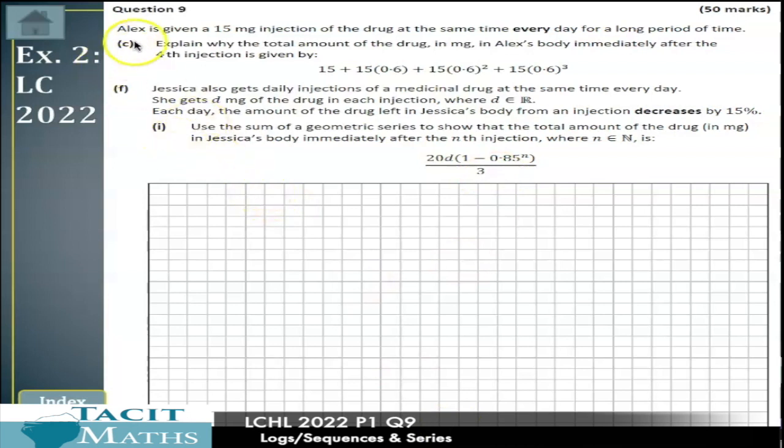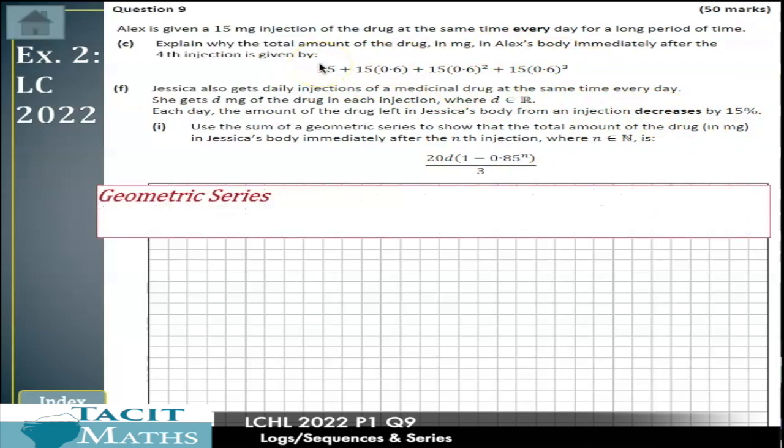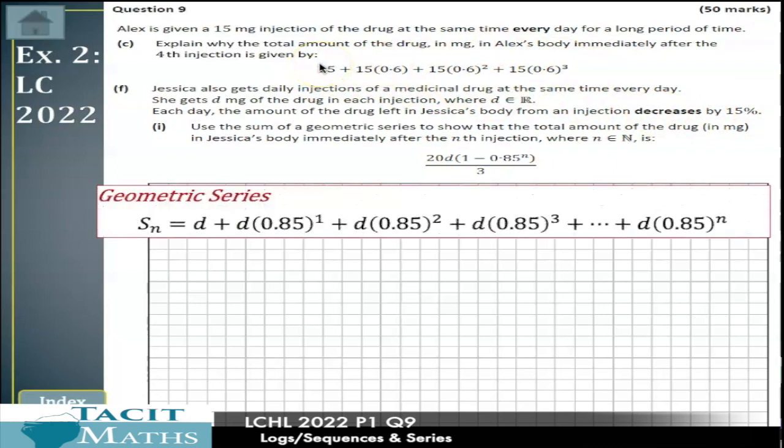Now let's look at it. I kept this geometric series formula here from the previous question, and clearly that's a geometric series, right? And in the information here, we can use a geometric series as well. The only difference is that instead of 15 milligrams, she gets D milligrams at the very start, and instead of decreasing by 40%, she's decreasing by 15%. So it's going to be a very similar geometric series, except it's going to look like this. Okay, so that's the key to this.